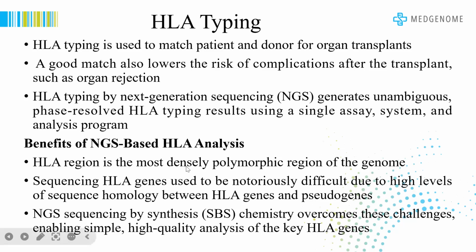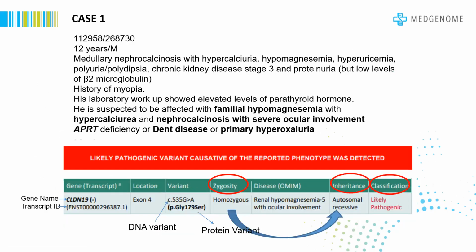Benefits of NGS-based HLA analysis. The HLA region is the most densely polymorphic region of the genome. Sequencing HLA genes used to be notoriously difficult due to a high level of sequence homology between HLA genes and pseudogenes. NGS sequencing by synthesis chemistry overcomes these challenges, enabling simple, high-quality analysis of the key HLA genes.